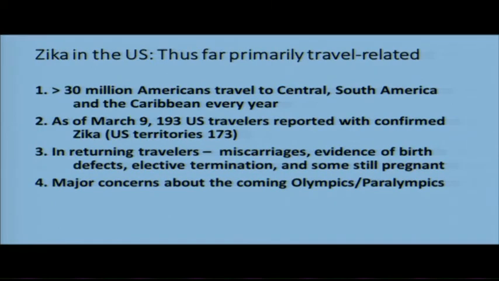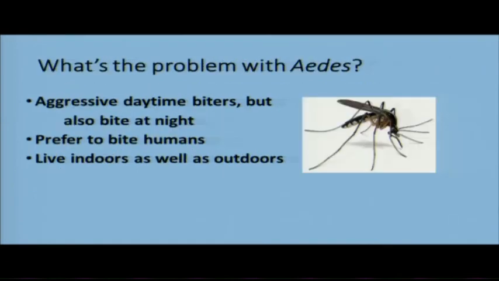Over 30 million Americans travel to Central and South America and the Caribbean every year. As of March 9th, and as of today, I think there are about 209 U.S. travelers reported with confirmed Zika. We have had no local transmissions in this country as of yet, except sexual transmission. In returning travelers, we've already seen miscarriages, evidence of birth defects, elective terminations of pregnancy, and some of the women are still pregnant and they're being watched. Obviously, there are major concerns about events coming up this summer, such as the Olympics and Paralympics.